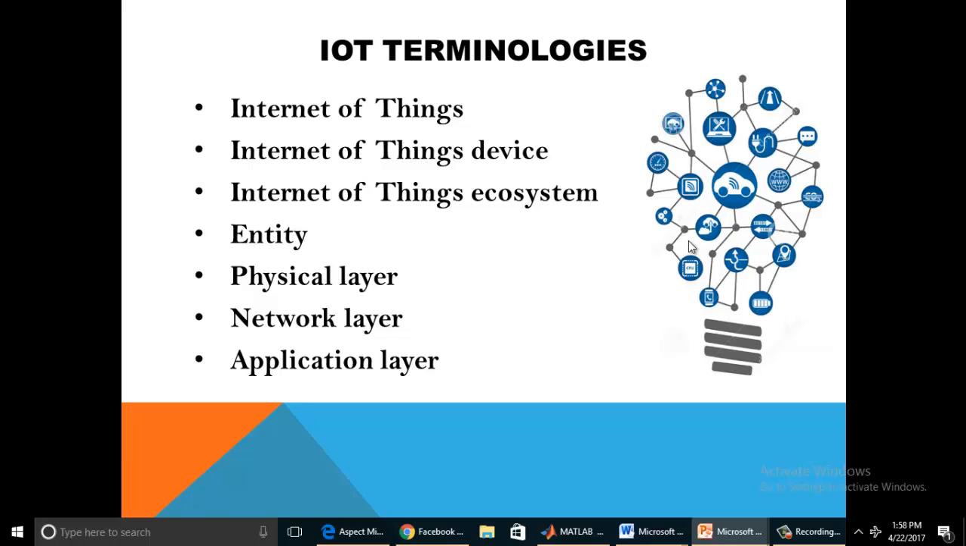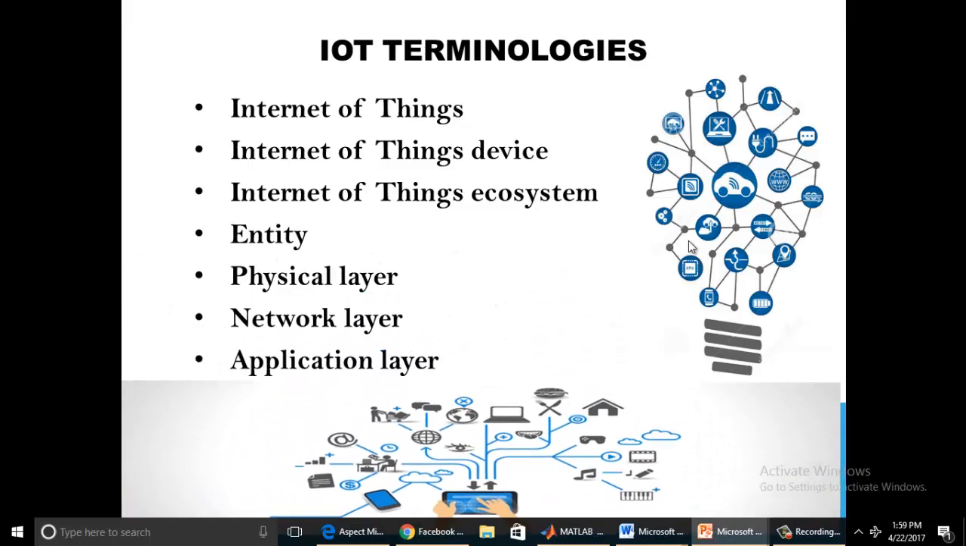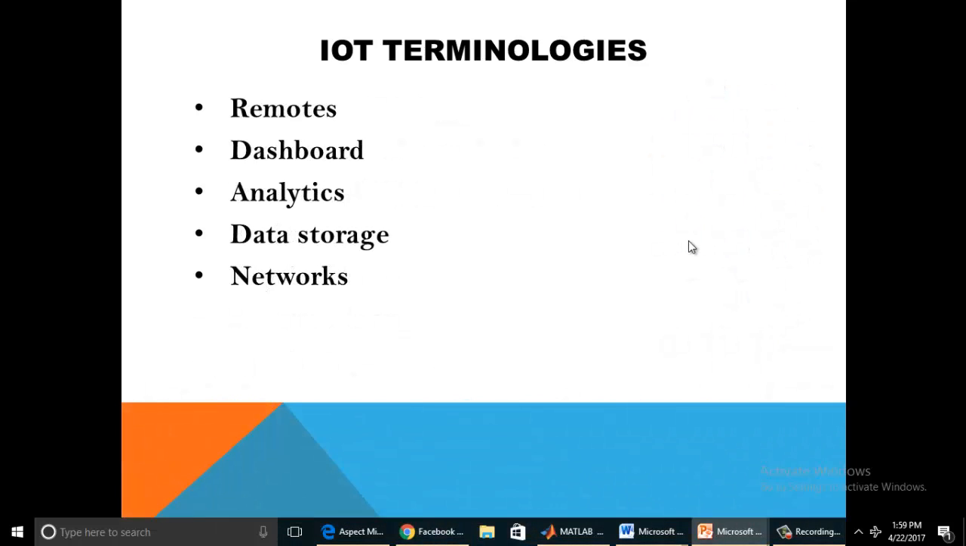The next is the entity. Entity basically refers to a business, government, or any consumer using the Internet of Things infrastructure. Physical layer: the hardware that makes an Internet of Things device, including sensors and networks. This is referred to as the physical layer. Application layer includes the protocols and interfaces that devices use to identify and communicate with each other. Okay, let's move forward.